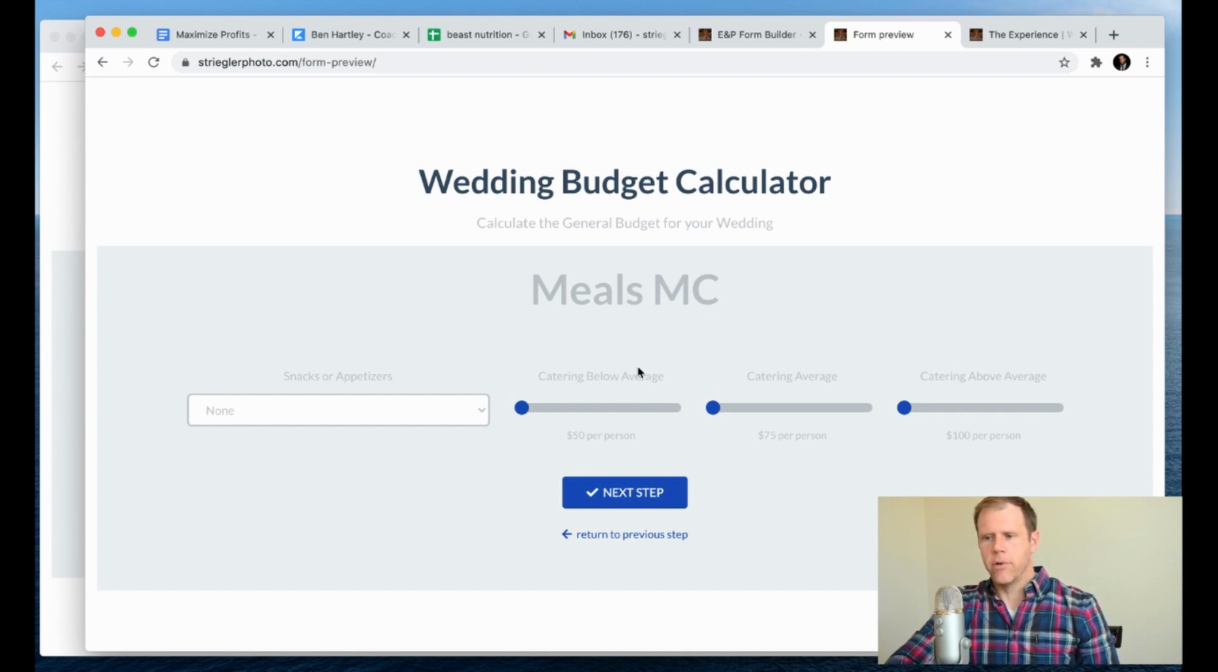So average or below average, average, and then above. So you will only pick one of these sliders to adjust. So if I really care about my catering and my food, I'm going to go over here to the catering above average. And I have it set up where it's going by tens. So if you have 100 people, you'll move that over to 100, and it will calculate that out based on that. Or if you're doing 50 or whatever. And I know for some of you, it may not be an even number like that, but it just keeps things easier if it is that way.